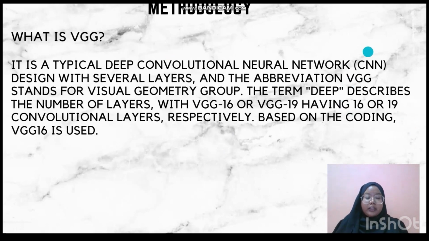As I said before, for task 2, there are two models that need to be chosen. So our group selected VGG and DenseNet. So what is VGG? It is a typical deep convolutional neural network designed with several layers, and the abbreviation VGG stands for Visual Geometry Group. The term deep describes the number of layers, with VGG 16 or VGG 19 having 16 or 19 convolutional layers respectively. Based on the coding, VGG 16 is used.